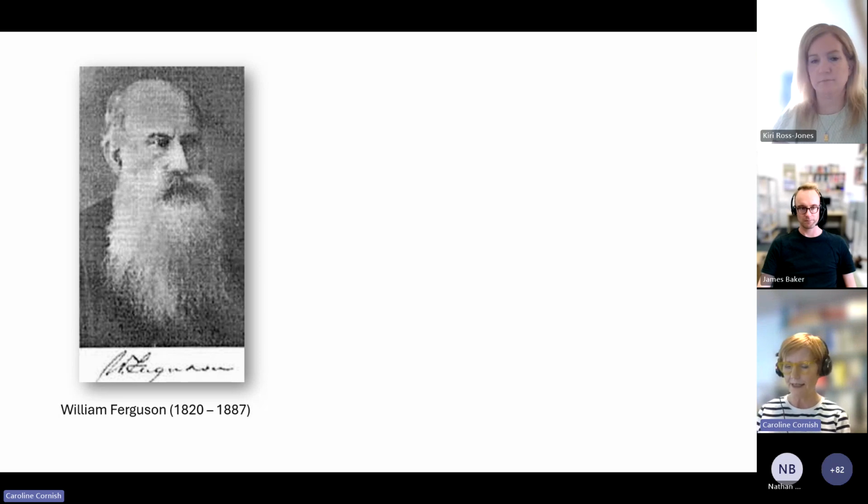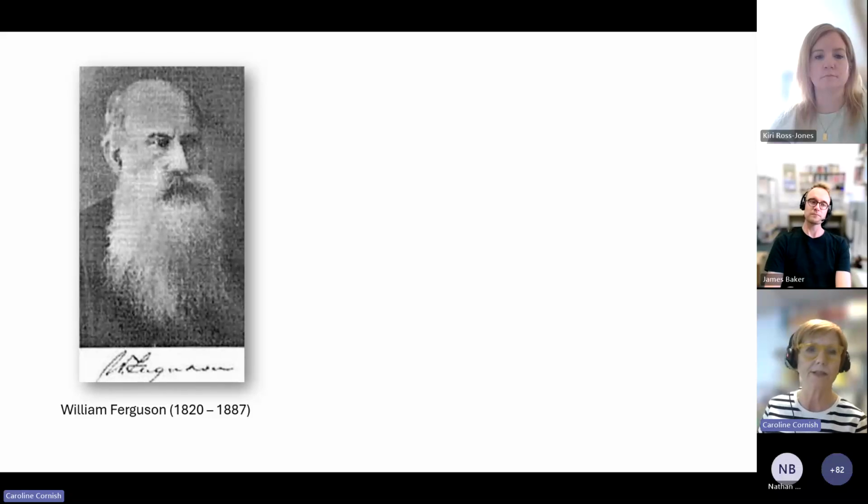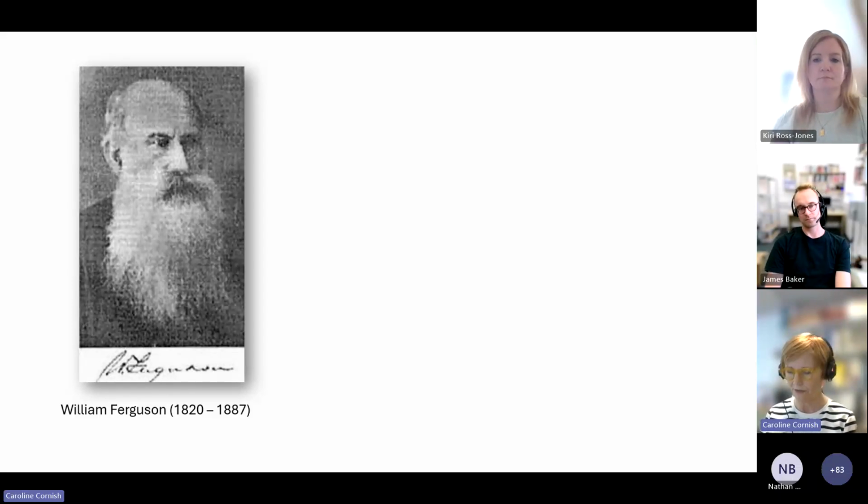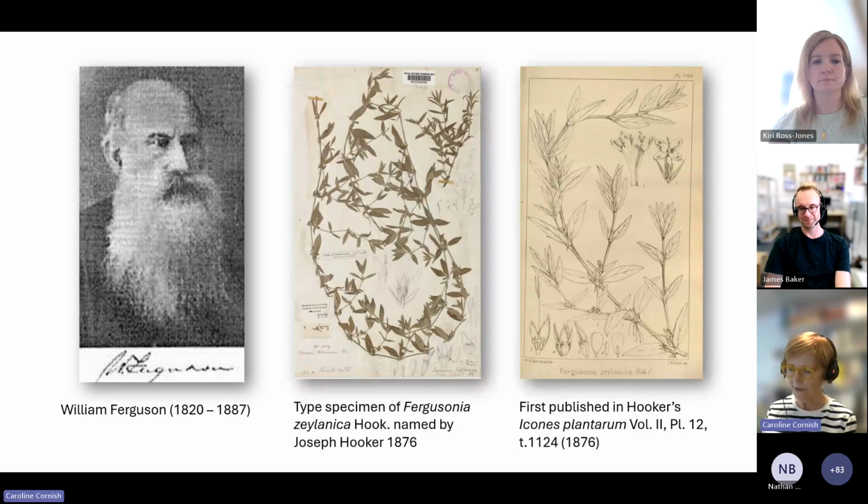And there are more than 80 letters from Ferguson, many to Hooker, preserved in Kew's archives. And to give a sense of the strength of the professional and personal association between Ferguson and Joseph Hooker, Hooker named a Ceylonese shrub genus, Fergusonia, in his honour. So here in the centre, you can see the type specimen of Fergusonia zeylanica from Kew's herbarium collection.